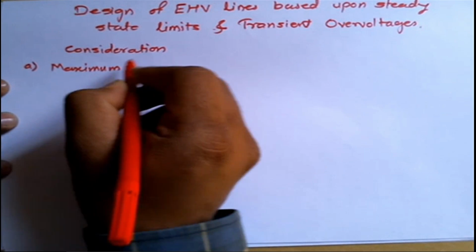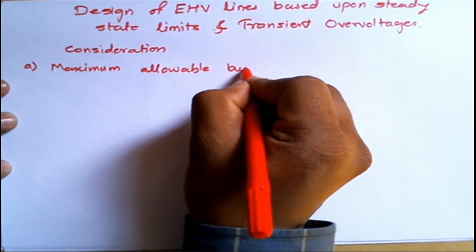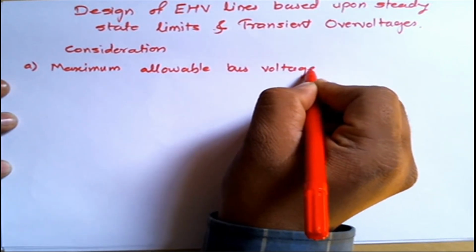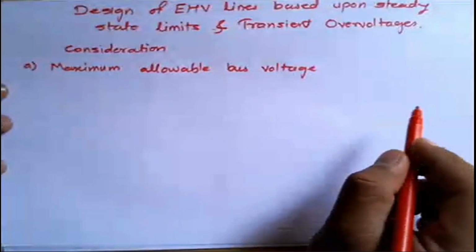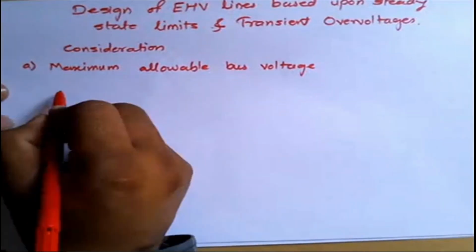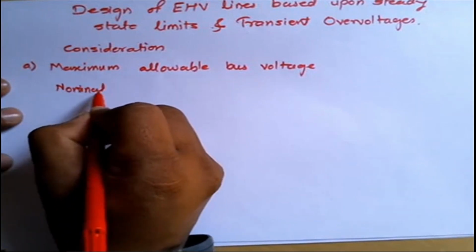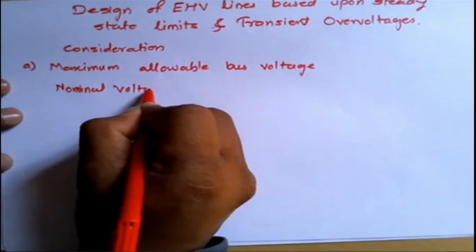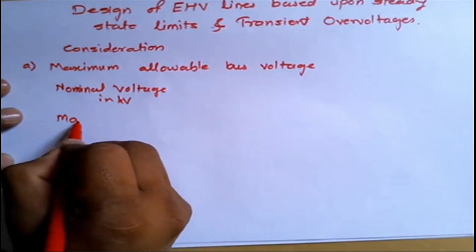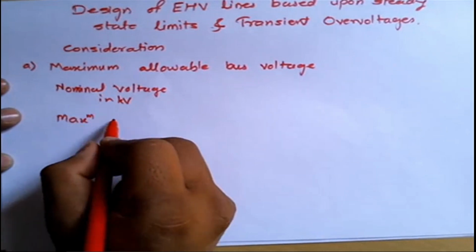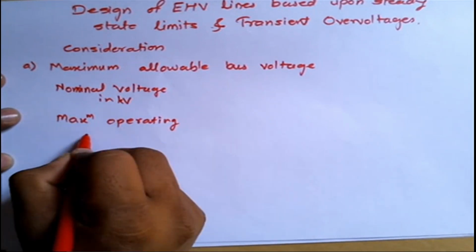maximum allowable bus voltage, or we can say across the equipment for which the voltage level is given. So in the first unit, I think you might remember that we have seen the nominal voltage level, it is in kV, and each equipment, the transmission line, has a nominal voltage level and its maximum operating voltage level in kV.